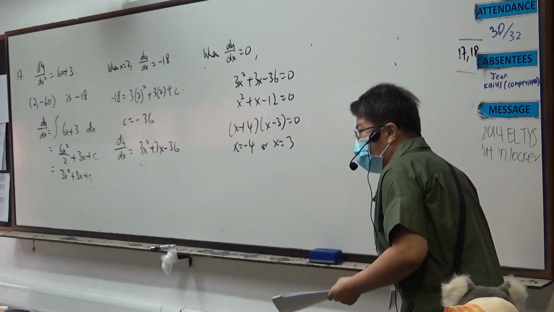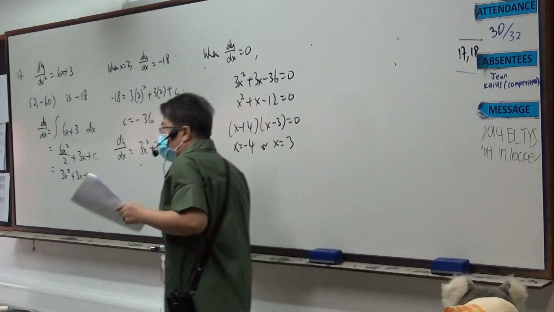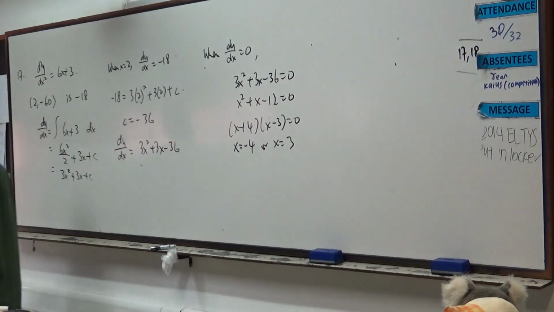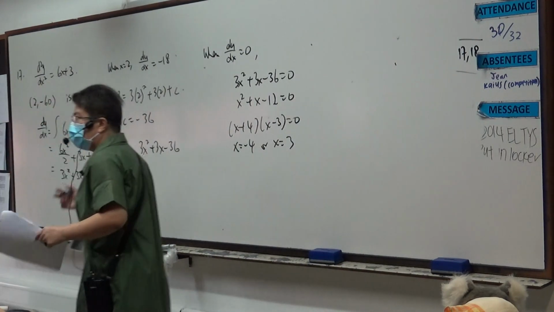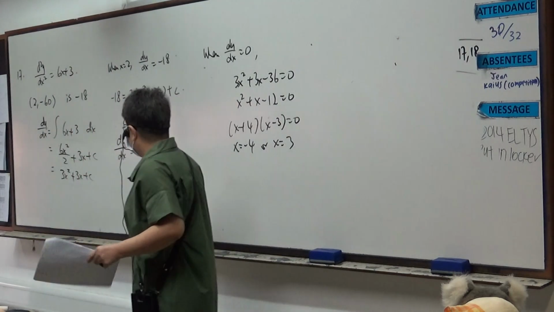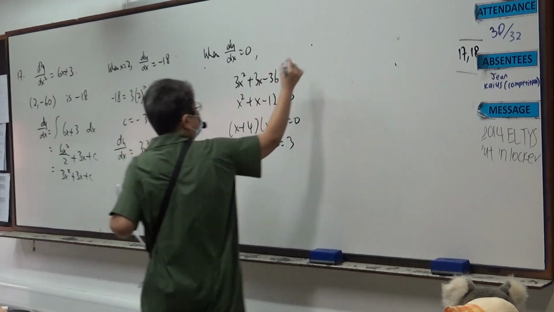Everybody okay? Okay, now. Like that, I still cannot get the stationary point because I cannot find the y coordinate. Agree, class? How would I get the y coordinate? I must get the equation of the curve first. So I must still integrate this. Am I right? So how do I get y?